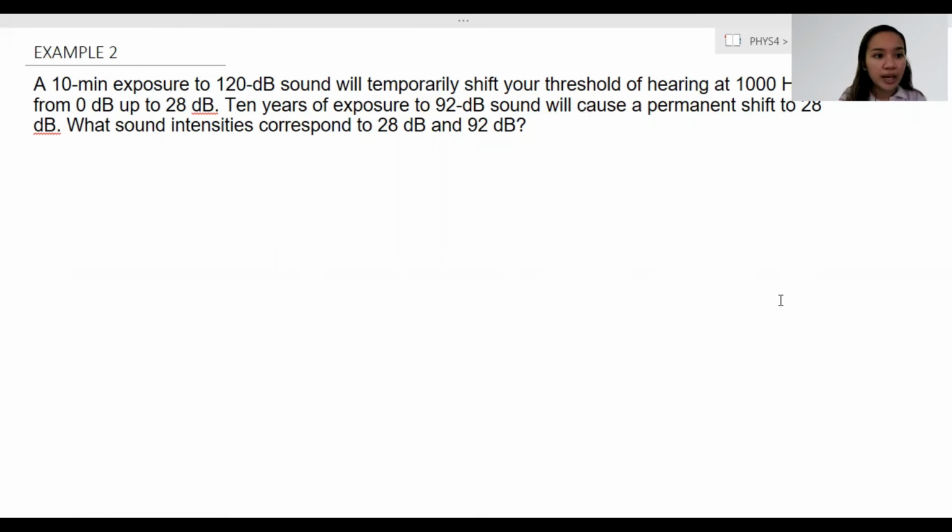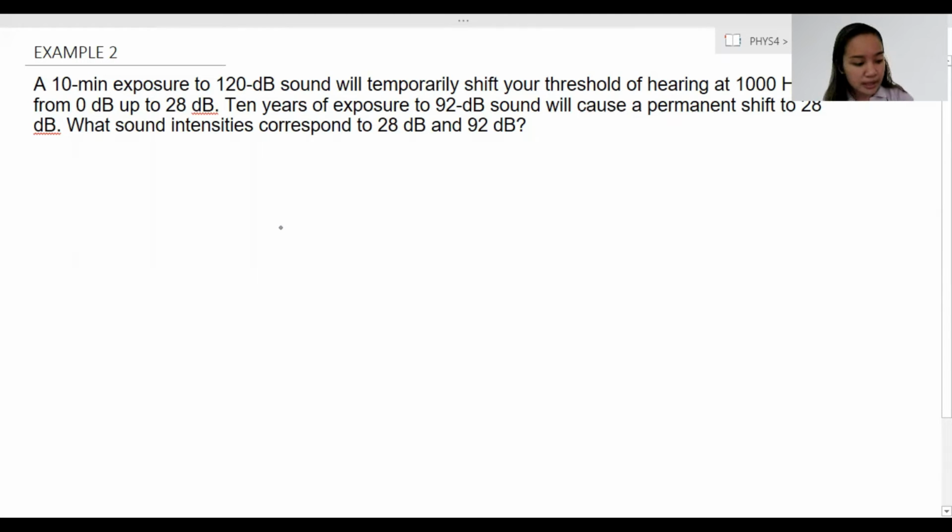Okay. So we have here a 10-minute exposure to 120 decibel sound will temporarily shift your threshold of hearing at 1000 Hz from 0 decibel up to 28 decibel. Now 10 years of exposure to 92 decibel sound will cause a permanent shift to 28 decibel. Now what sound intensities correspond to 28 decibel and 92 decibels? Okay. So for this problem, we are given two sound intensity levels, that is the 28 and the 92 decibels. Now we are going to look for its corresponding sound intensities.